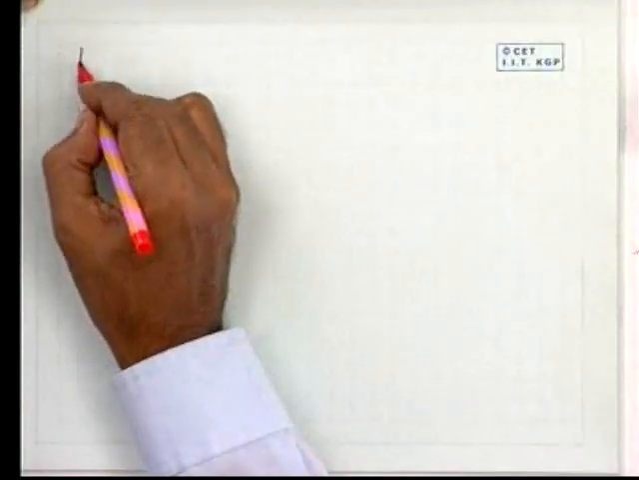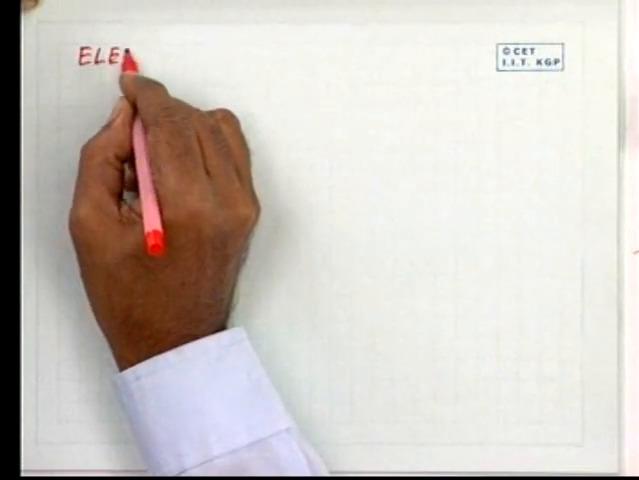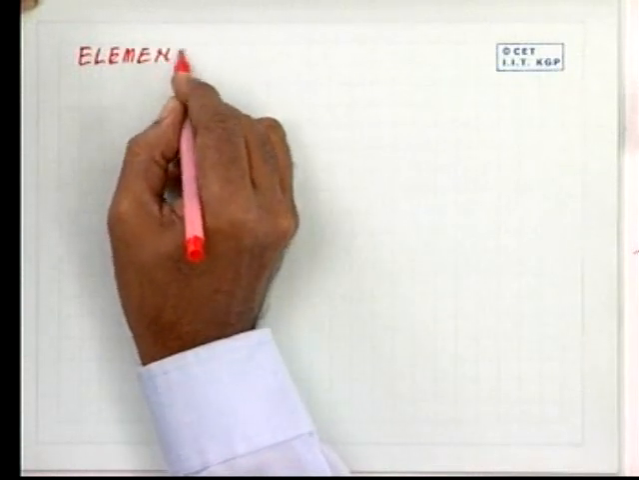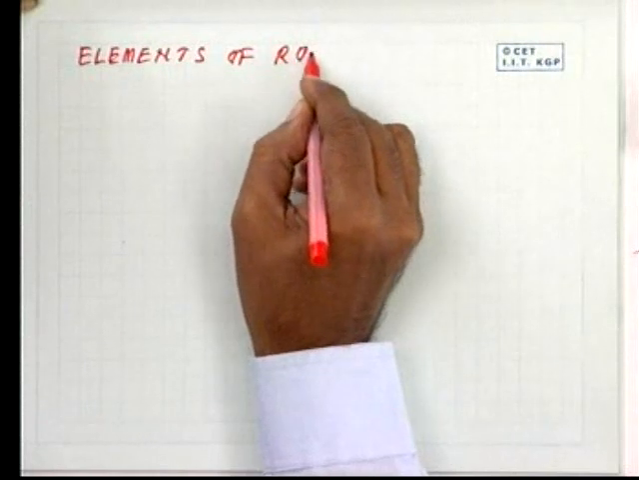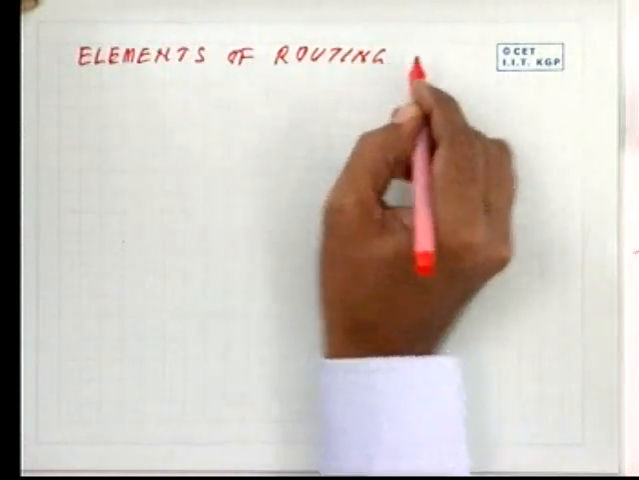Obviously, we have to look at various elements of the routing function before we consider how the algorithm is implemented. Let us see what are the different elements. Elements of routing functions.